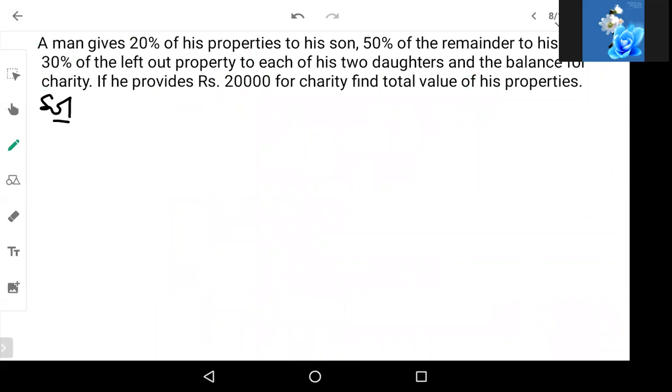Now, going on to the last question under percentages. Listen carefully. A man gives 20% of his property to his son, 50% of the remainder to his wife, 30% of the left out property to each of his two daughters, and the balance for charity. So he has some amount of property. In that property, 20% is given to the son. And out of the remaining amount, 50% is given to the wife. Again, out of the remaining, he has two daughters, so each of them gets 30%. And the leftover balance is given to charity. Now, they have given us the charity value. If he is giving 20,000 to charity, we have to find the total value of his property.